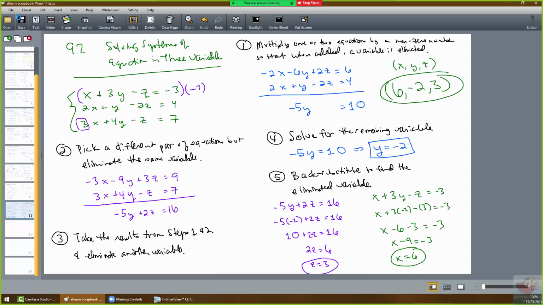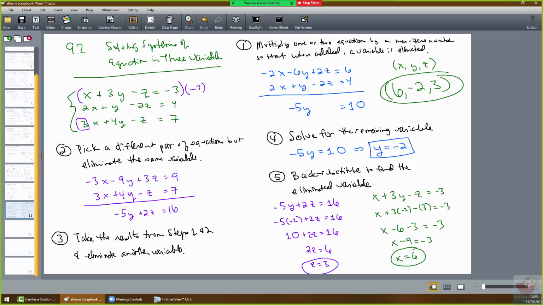Step 6 is check. I always leave that to you. To check it, you have to put 6, negative 2, positive 3 in for the x, y, z in each equation. It has to be true for every single one. If it's not true for one of them, something went wrong. So please check. That's really one example is the whole section.